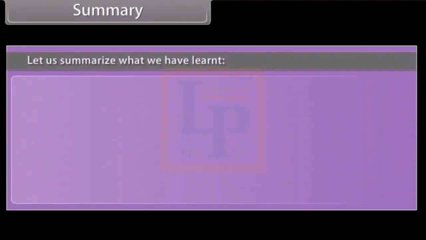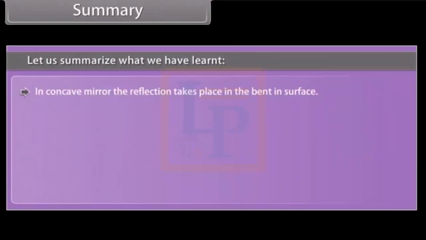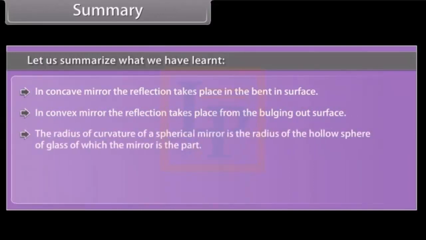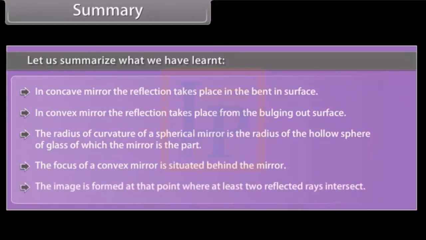Summary. Let us summarize what we have learned. In a concave mirror, the reflection takes place at the bent-in surface. In a convex mirror, the reflection takes place from the bulging out surface. The radius of curvature of a spherical mirror is the radius of the hollow sphere of glass of which the mirror is a part. The focus of a convex mirror is situated behind the mirror. The image is formed at that point where at least 2 reflected rays intersect.